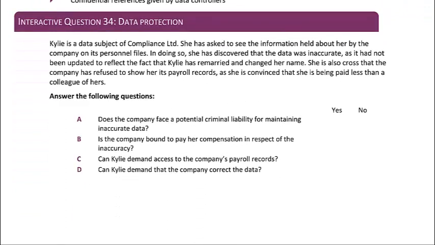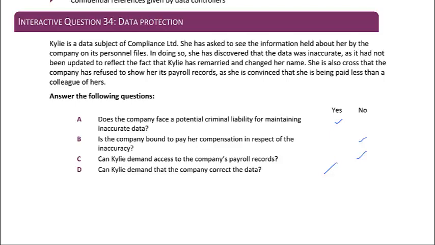So, our final question together. Have a look at Kylie, see what you think the answer should be, and then we'll look at the answer together. Okay, that's my answer. So, does it match yours?